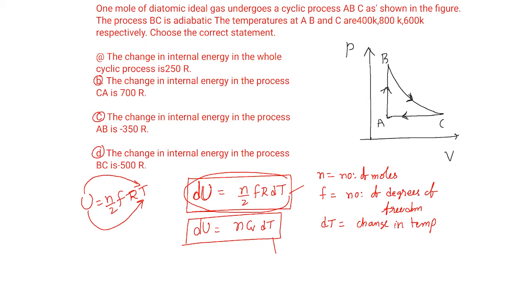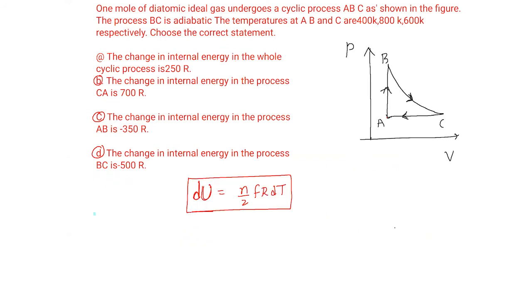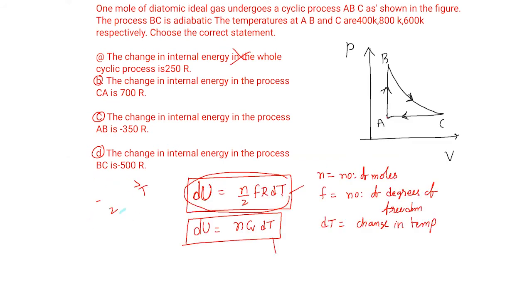So in the whole cyclic process, when the gas comes back to the point A, there is no change in temperature for the whole cyclic process. The change in internal energy is also zero. So the statement that the change in internal energy in the whole cyclic process is 250 R is wrong, because in the whole cyclic process, the change in internal energy is zero.